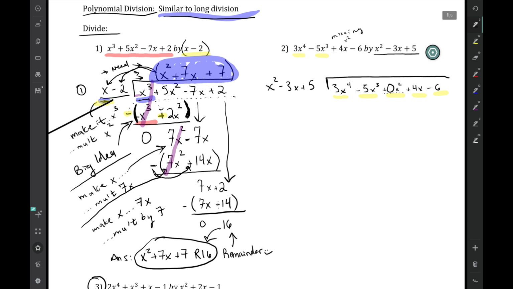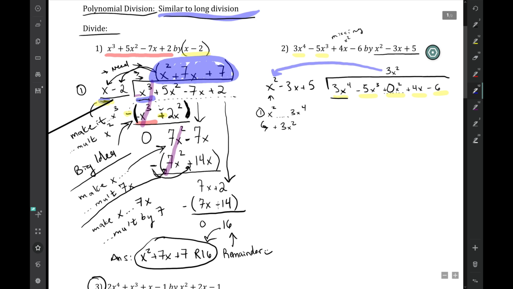Now again, once everything's accounted for, we are looking to again focus on this x squared. We want to make x squared into this first value, 3x to the 4th. Well, in order to do that, I'm going to need to multiply by a positive 3x squared. Now if we multiply by a 3x squared, and here's our first distribution. Again, distribute it to the x squared. And this is where the mistakes happen. Then you get your 3x to the 4th. So that's good.